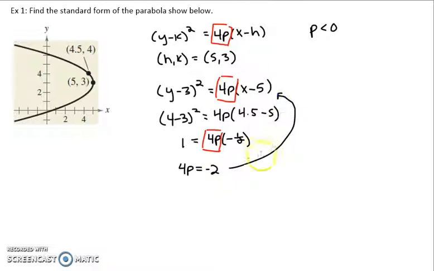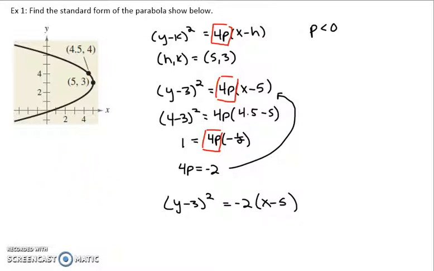We don't really need to solve for p. We could divide by 4, but then when we plug this back in, we're going to be multiplying by 4 anyway. So if we solve for 4p, we can plug that straight back into our problem. And we're going to get y minus 3 squared equals negative 2 times x minus 5. So that's kind of a review of what we did in the last lesson.